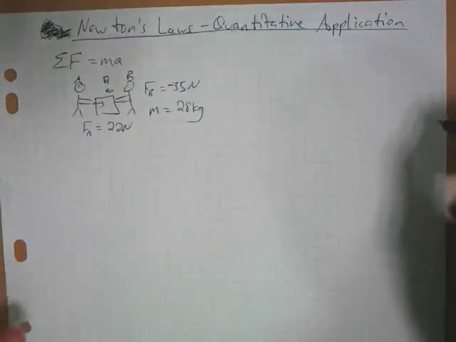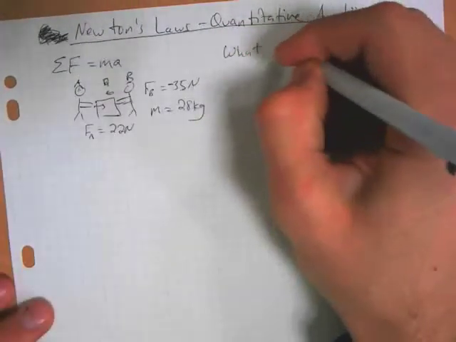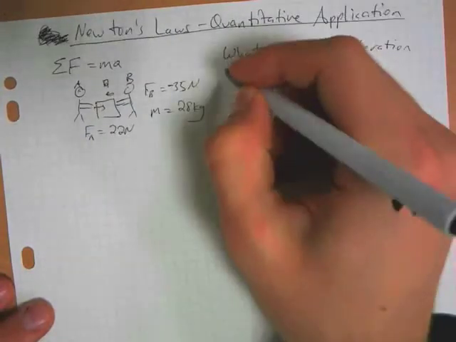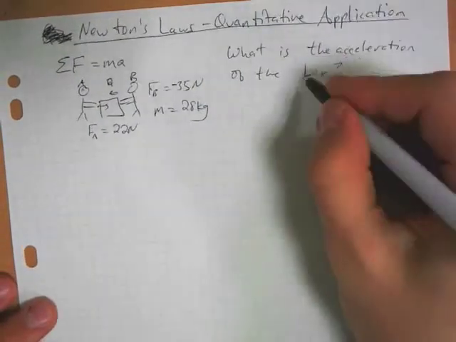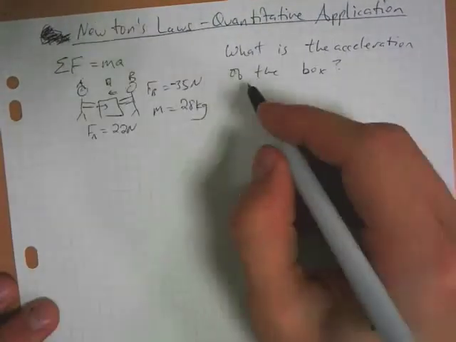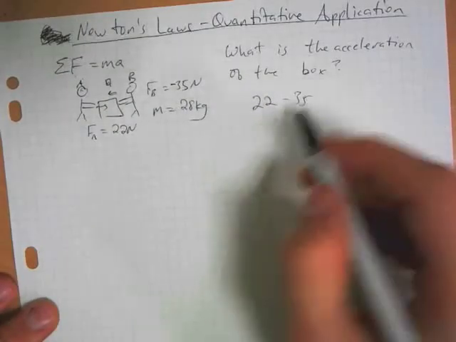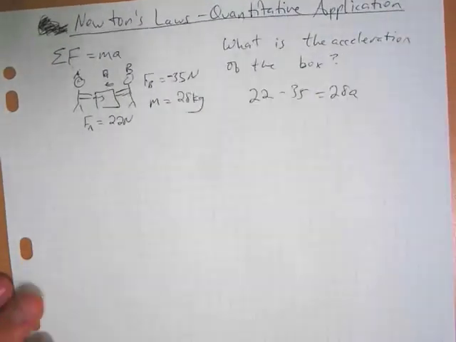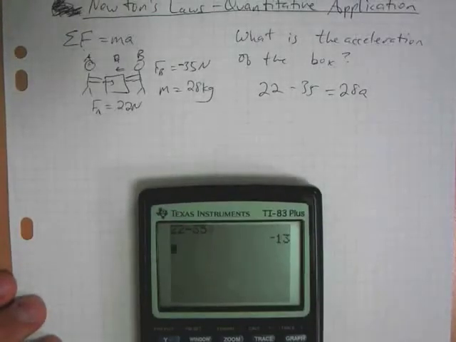And let's assume for the moment that no other forces are acting, and I want to know what is the acceleration of the box. Well, this is just applying Newton's second law. Sum of the forces: we've got 22 newtons going to the right, 35 newtons going to the left, so that's the sum of the forces. And the mass is 28 kilos times acceleration. So we just go 22 minus 35 divided by 28.